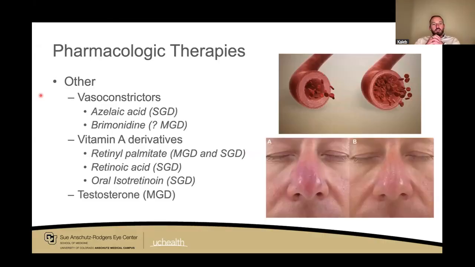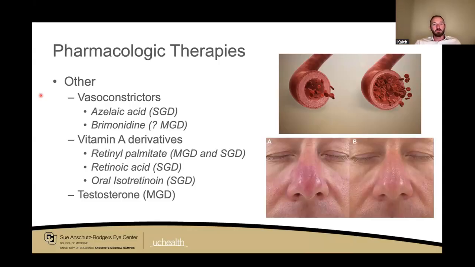Now, vasoconstrictors, we talked about this a little bit with ocular rosacea. This is used all the time for sebaceous gland dysfunction. So azelaic acid is used on the face, brimonidine gel is used on the face. Could we use brimonidine in cases of MGD, especially if there are those dilated telangiectatic blood vessels? I think yes, and I think it can work very, very well.